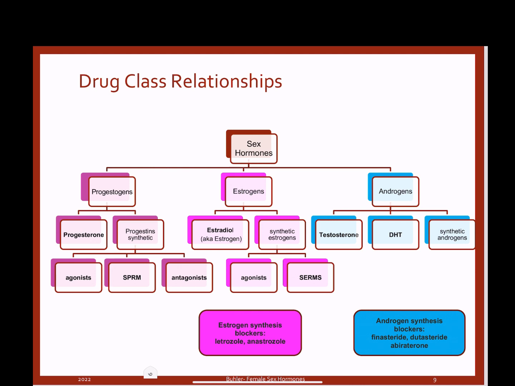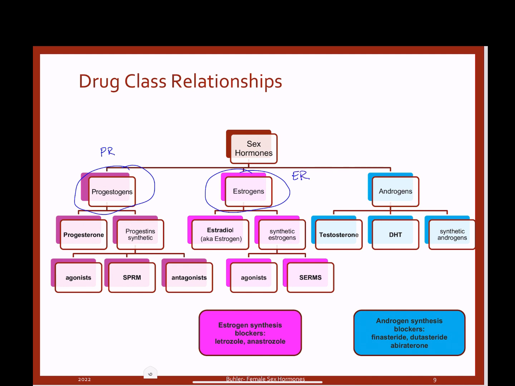So estrogens, progestogens, and androgens are all part of the sex hormone class. All of these are derived from cholesterol, and all of them have a steroid backbone. The female sex hormones are progestogens and estrogens. These act at separate receptors, so we have a progesterone receptor and an estrogen receptor.